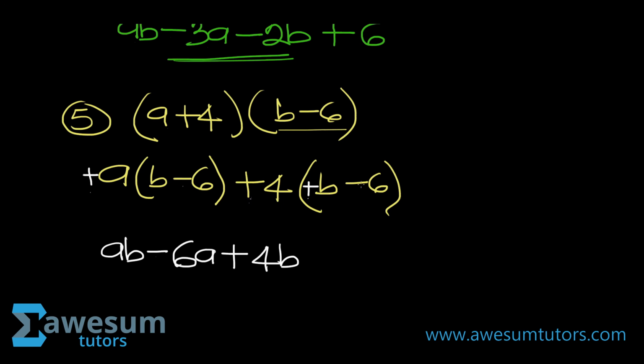Positive times negative right here gives negative. 4 times 6 gives 24. So if you take a look at this, you also do not have like terms. Therefore, we cannot simplify further, and this is our final answer.